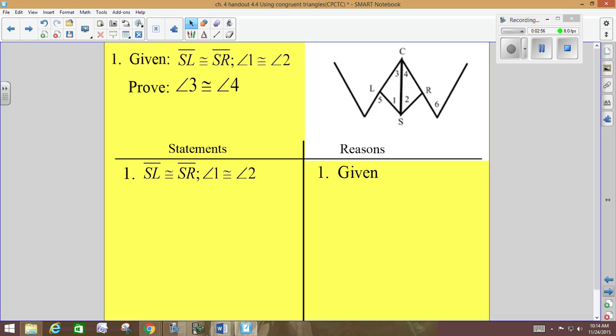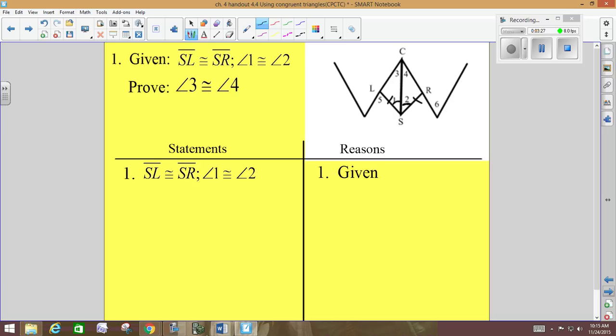And after we write the given, then what do we do? Mark the picture. SL congruent to SR. Angle 1 is congruent to angle 2. We're trying to prove that 3 and 4 are congruent angles. So we're trying to prove that parts of the triangles are congruent. Before I can prove that parts are congruent, what do I have to prove about the two triangles? That the triangles are congruent. So we have to figure out if these two triangles are going to be congruent.